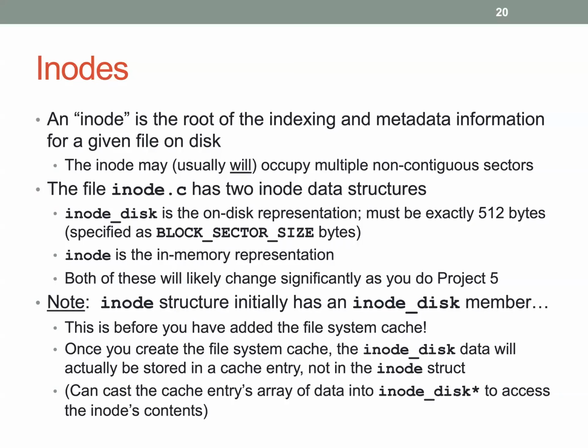And so you can just take that array of bytes and cast it into an inode disk star, and then you can interact with the parts of the inode disk structure appropriately. So that's the recommended solution. That's sort of what your solution will look like. So that's one part of the inode that will go away. You can immediately know that the inode disk inside the inode will start to reside in the file system cache instead.